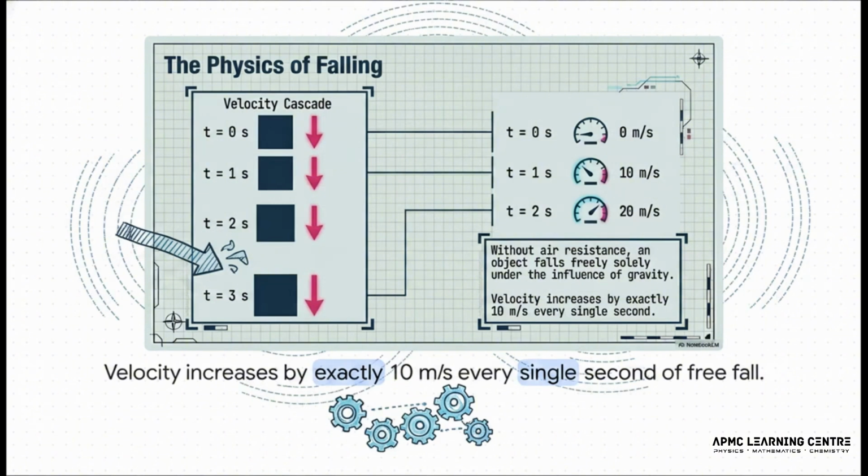And here's what that constant downward acceleration actually does. Just look at the pattern here. Every single second an object is falling, gravity adds another 10 meters per second to its downward velocity. It's not random, it's a perfectly predictable cascade.